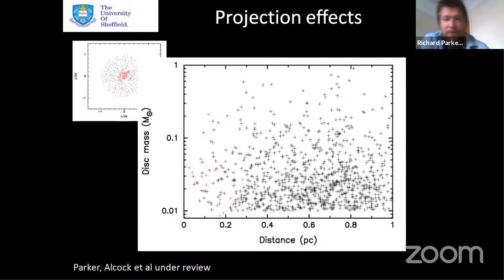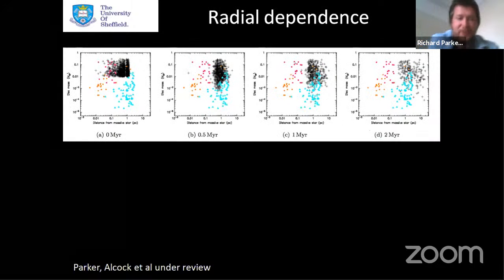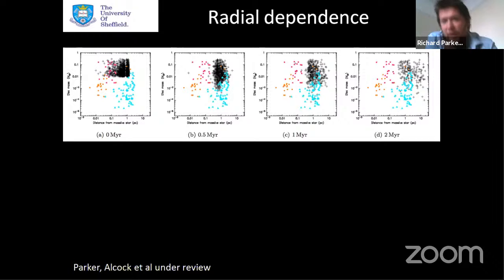We thought this was fairly interesting, so we took this further and looked at our n-body simulations, where we model disk destruction after the simulation is finished. What we're showing here is the disk mass as a function of distance from the massive star. The black points are the data for the n-body simulation, and the various colored symbols are observed star forming regions. The orange points are the Orion Nebula cluster, the blue points are Sigma Orionis, and the pink points are NGC 2024.